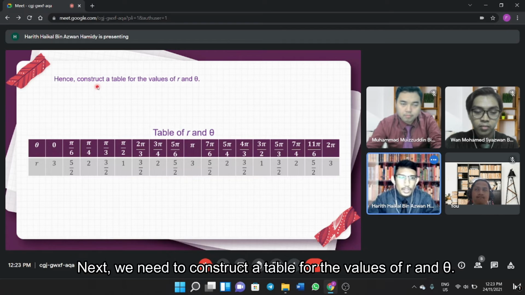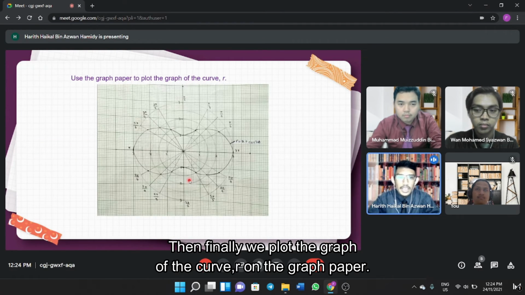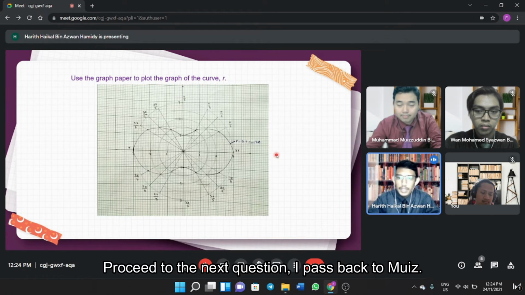Next, we need to construct a table for the values of r and theta. We use all 17 angles because this is how to graph a polar equation. Then finally, we plot the graph of the curve r on the graph paper. Proceed to the next question. I pass back to Muiz.